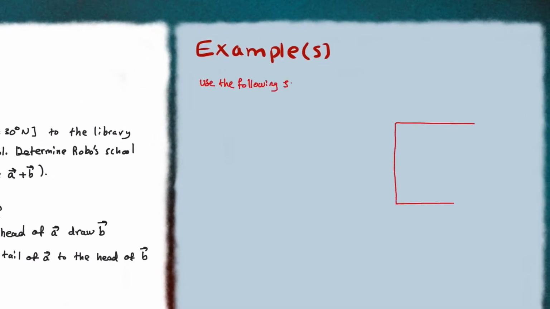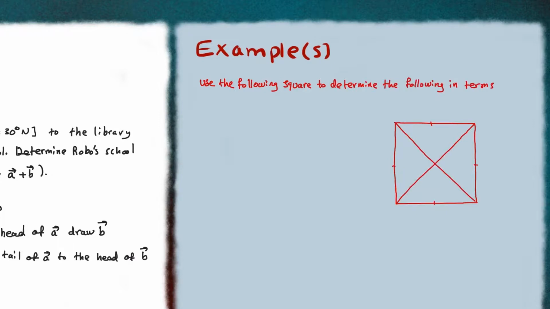For the first example, we're going to use this square to determine the following vectors in terms of vector a and b, which are indicated in the diagram. So we're going to look at vector OM, MN, and MP. Feel free to pause the video to try the question out first.